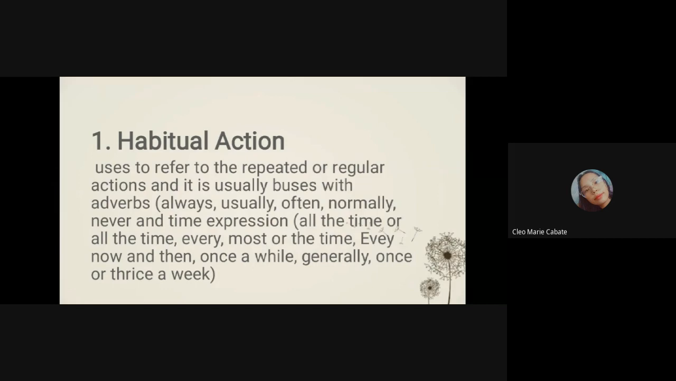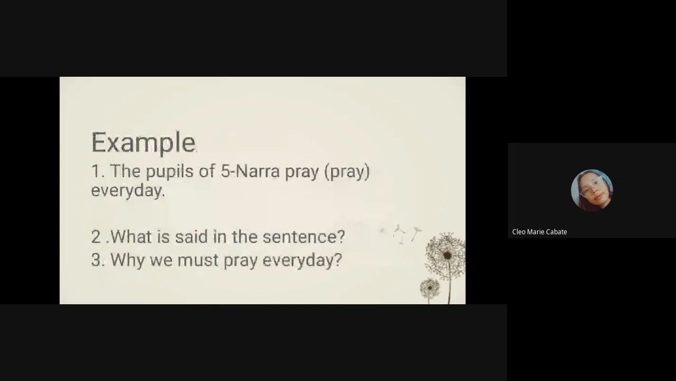Okay, habitual action is used to refer to repeated or regular action, and it is usually used with adverbs: always, usually, often, normally, sometimes, occasionally, seldom or rarely, and never; and time expressions: all the time, most of the time, every time and now, once in a while, generally, once or twice a week. Here are some examples.